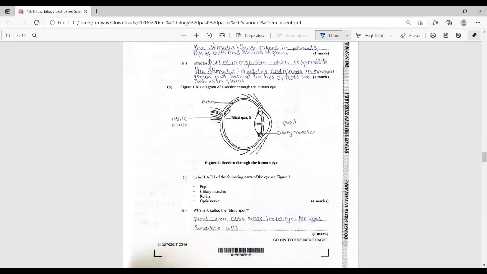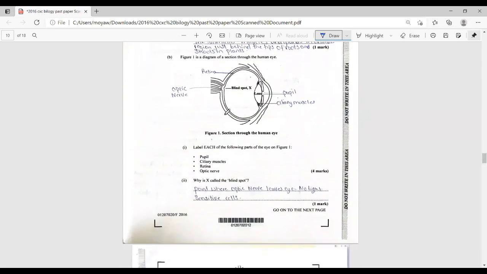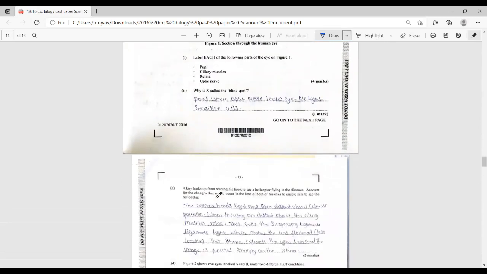So X is called a blind spot. It's the point where the optic nerve leaves the eye and no light sensitive cells are there. That's why it's called a blind spot. No light sensitive cells means that no cells in the blind spot can detect light. So it's blind. Blindness has to do with seeing, and because there are no cells there to detect light, it's like complete darkness. So it's the blind spot.